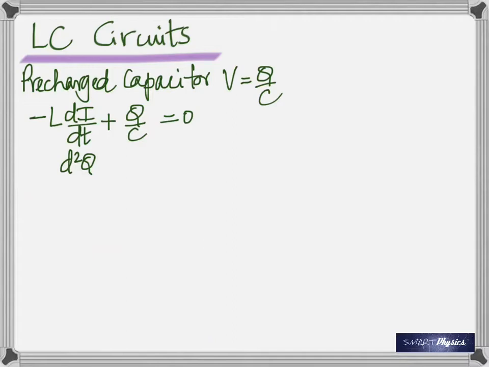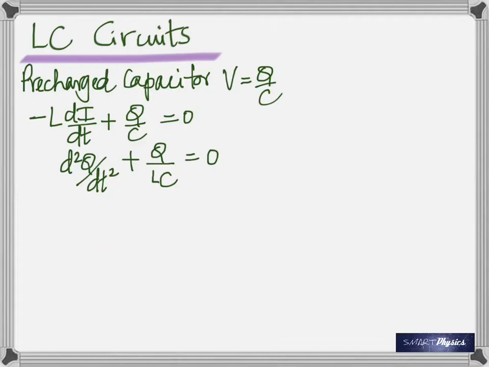We want to put one in terms of the other. But what's I? Isn't I dq by dt? Hello? I is dq by dt. So what is di by dt? It's going to be d squared q by dt squared. Okay. And also I did another thing. I divided throughout by what? Somebody tell me. Divided throughout by?